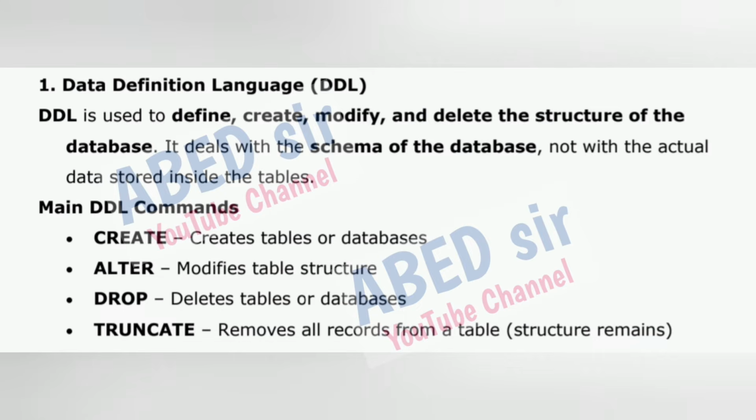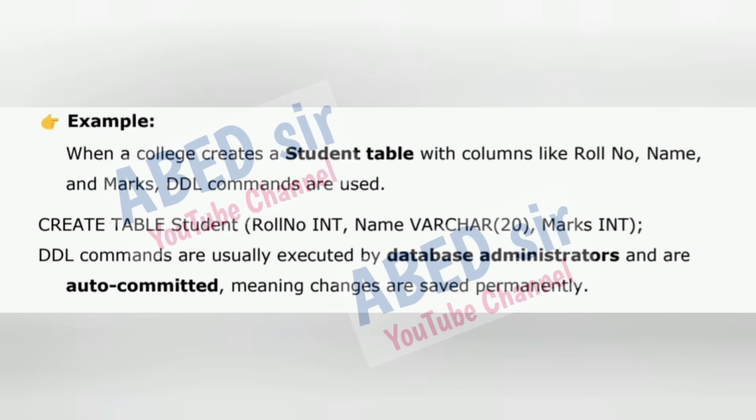Main DDL commands: create creates tables or databases. Alter modifies table structure. Drop deletes tables or databases. Truncate removes all records from a table, structure remains. Example: when a college creates a student table with columns like roll no, name, and marks, DDL commands are used. Create table student (roll_no int, name varchar(20), marks int).